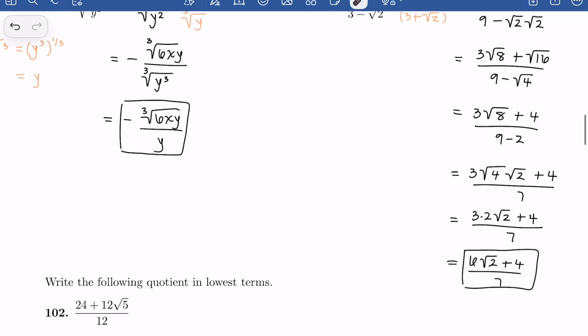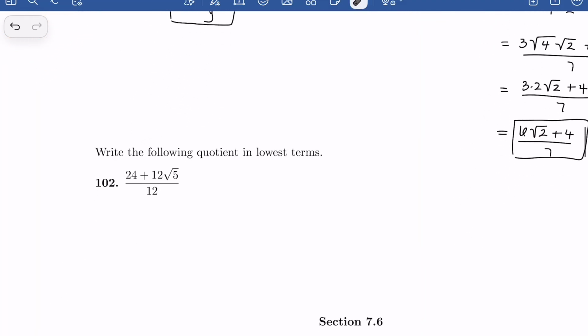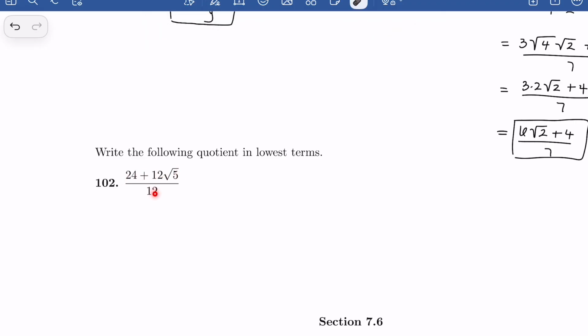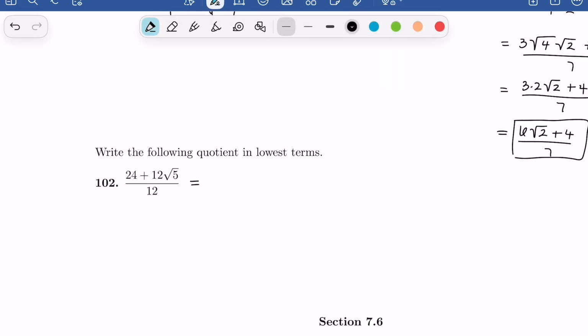All right, so we actually have one more example from this section here. Question 102 here. We want to write this quotient in lowest terms. So this should be fairly simple here. We have two terms in our numerator and one in our denominator. Now notice every single one of these terms shares a common factor of 12. So what we can do is pull that 12 out.